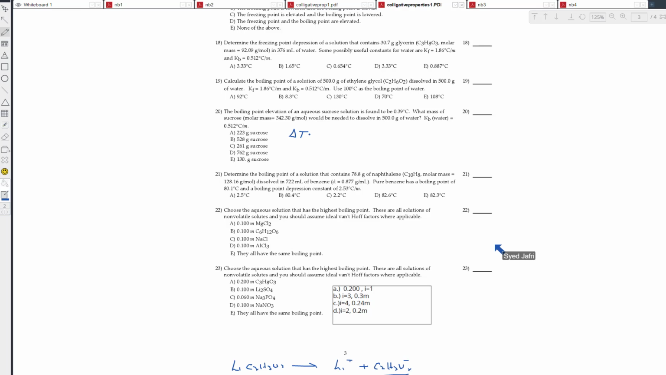We have delta TB is equal to Kb times W2 times 1,000 over W1. And it's asking what mass, so molar mass M2. Now I'm going to solve for W2, the solute. What mass of sucrose? W2. So I'm going to have to solve for that one.